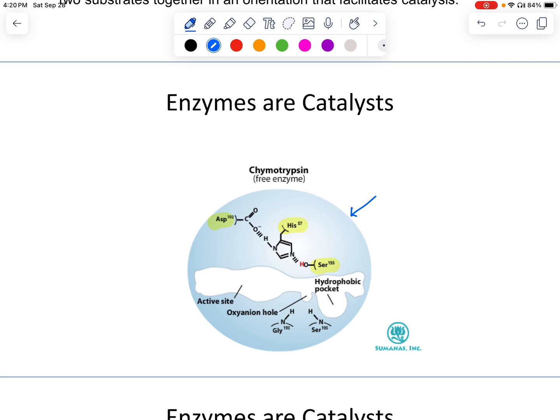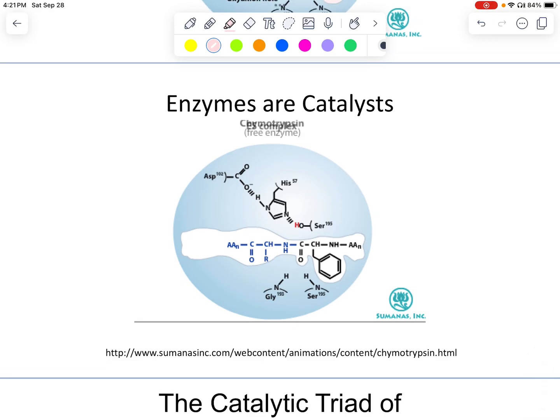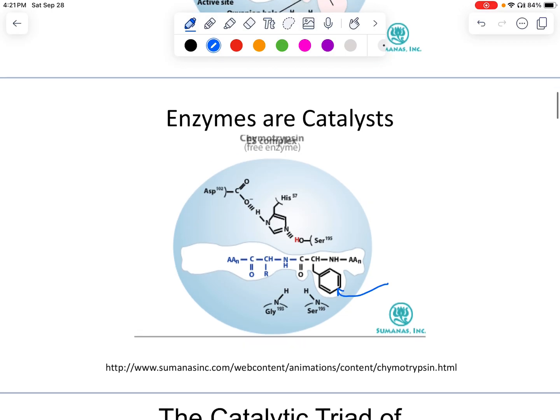For chymotrypsin, a couple of key features: a hydrophobic pocket, that's going to help orient our molecule. And this oxyanion hole, we're going to look at that. It's going to help us stabilize the intermediate. So when our molecule comes into the active site, it's going to orient itself such that the hydrophobic piece sits in that hydrophobic opening right there, that hydrophobic pocket.